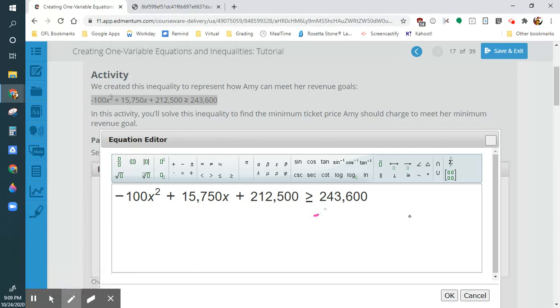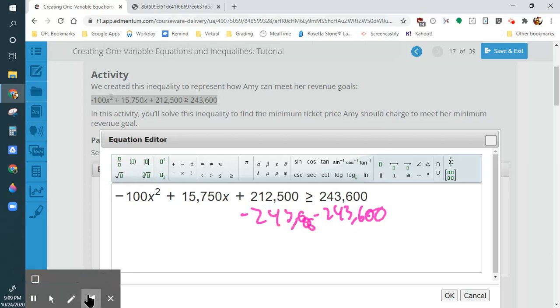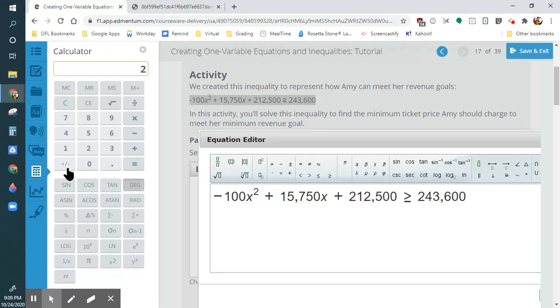So now what we want to do is subtract this from both sides, which means we have to subtract it from here. So I'm going to pretend I didn't write that down. Use my calculator: 212,500 minus 243,600, and I get negative 31,100. So I'm going to get this negative 100. Oh, let me just type it in.